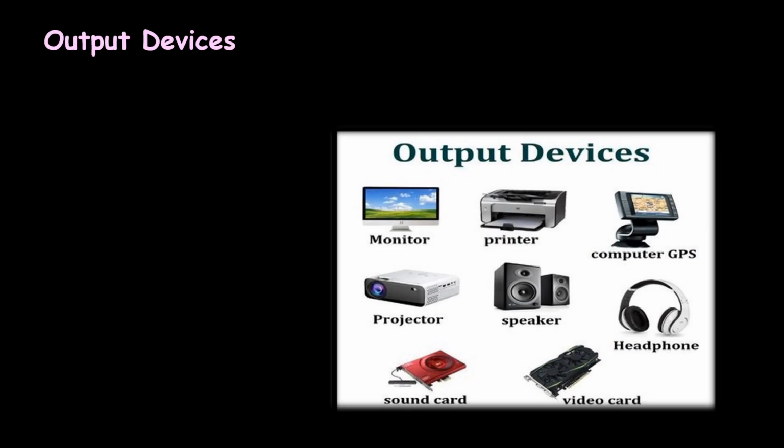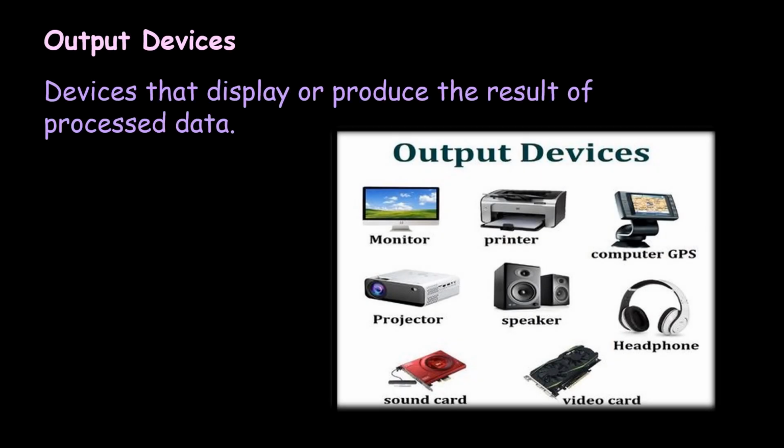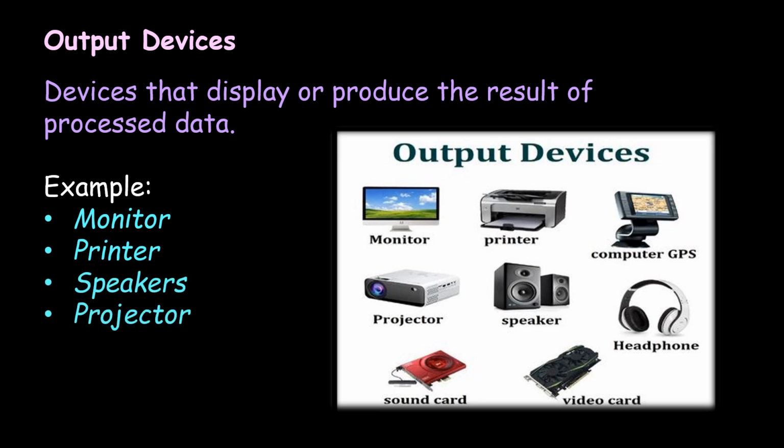Output devices. Output devices display or produce the results from the computer's processing. Some examples include monitors, printers, speakers, and projectors. These devices show us the outcome of input and processing tasks.